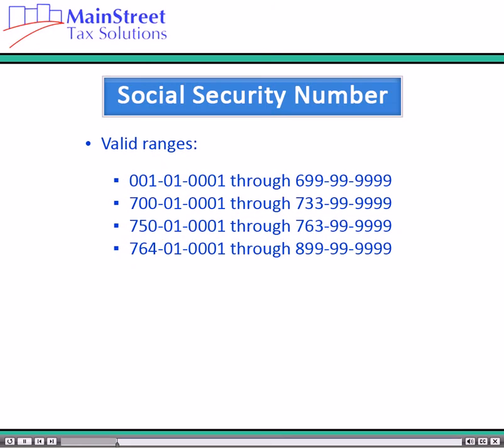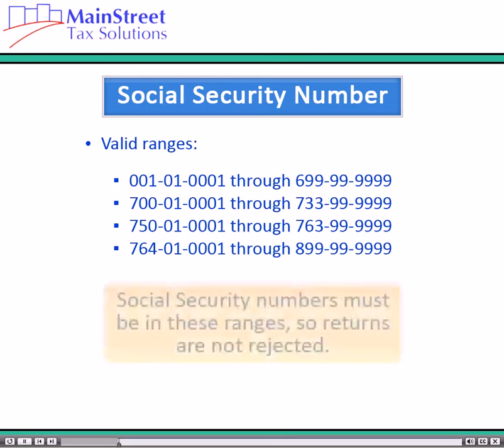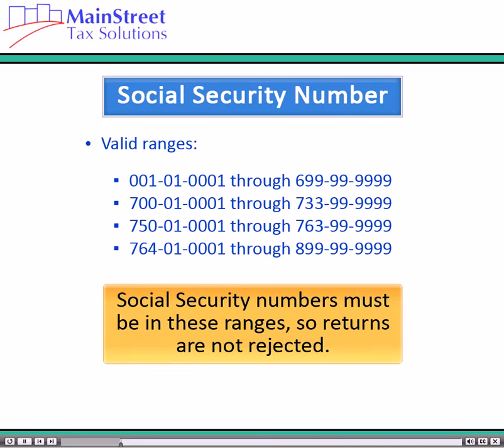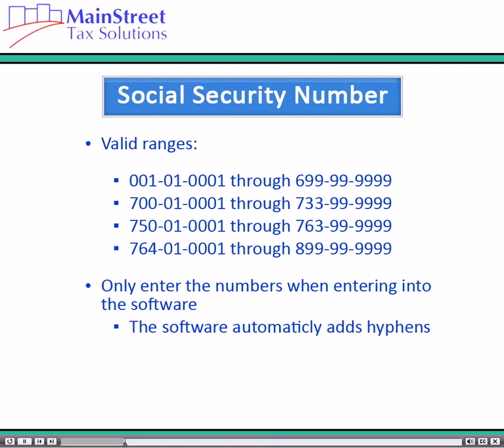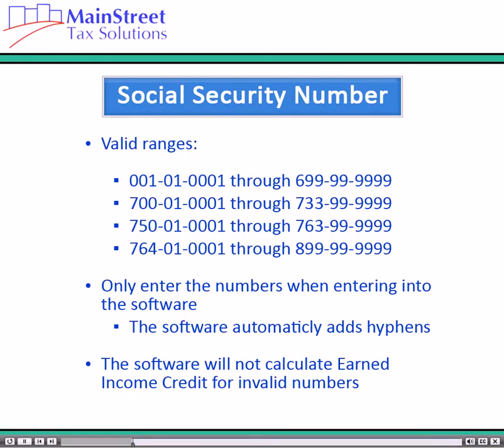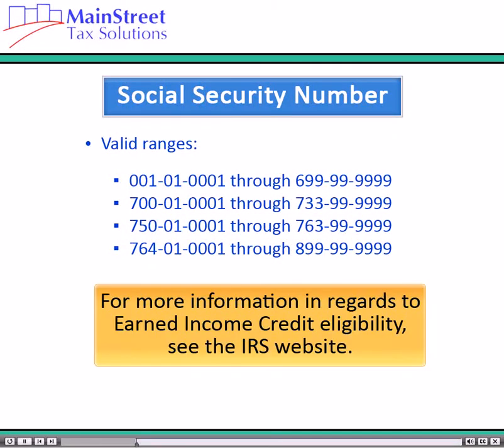These are the valid Social Security number ranges. Social Security numbers must be in these ranges so returns are not rejected. When entering Social Security numbers into the software, just type the numbers. The software will automatically insert the hyphens. If the Social Security number is not valid, the software will not calculate Earned Income Credit. For more information in regards to Earned Income Credit eligibility, see the IRS website.